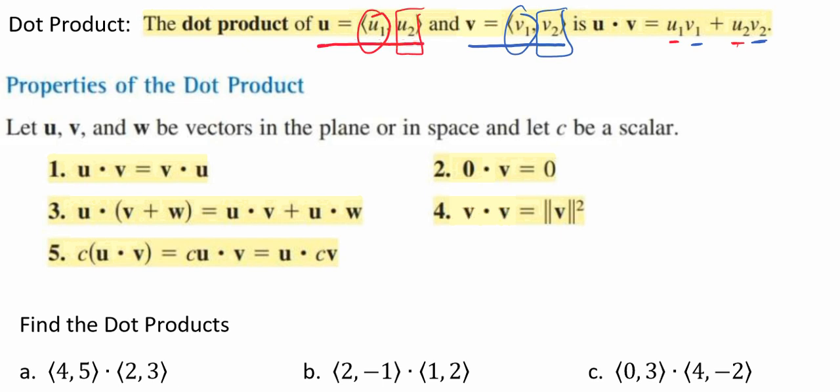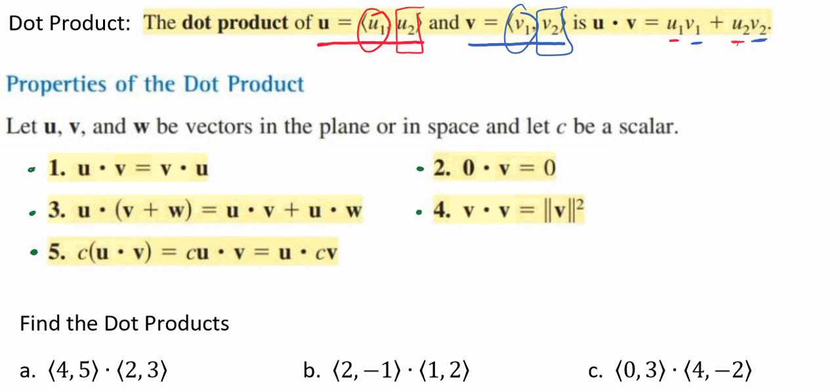We see that the commutative property of multiplication holds. We also see that 0 times any vector is still going to be the 0. We also have the distributive property. We are told that a vector times itself is going to produce the magnitude of that vector squared. And then we also have the associative property. So let's practice finding the dot product on a few examples.